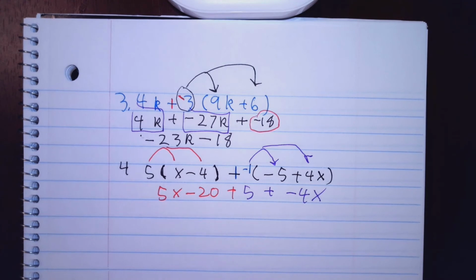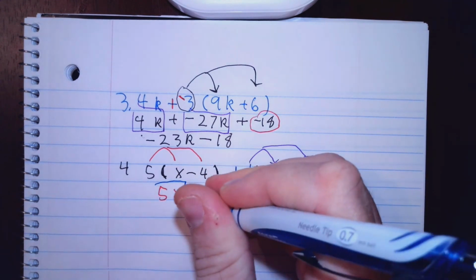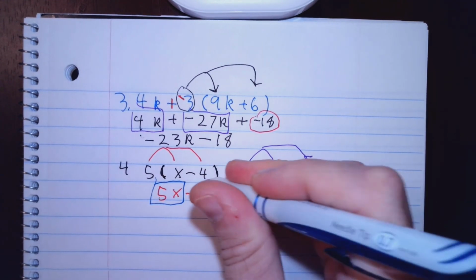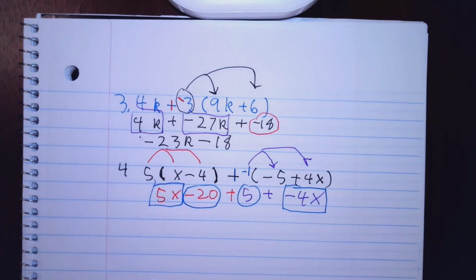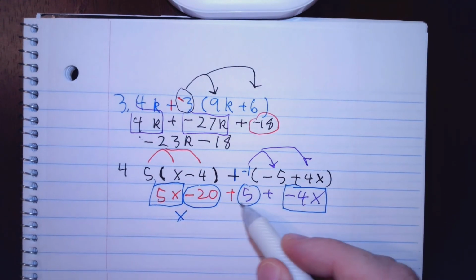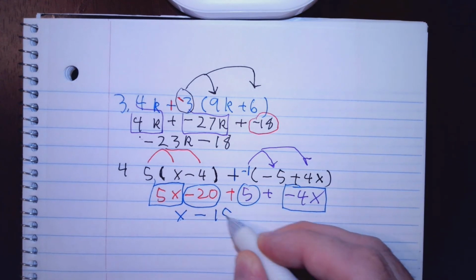Okay, let's go find like terms. Looks to me like we got this 5x. It's going to be a lot like this negative 4x. This negative 20 is going to be a lot like this 5. So let's put them together. 5 and negative 4 is just 1x, or x. And negative 20 plus 5 is going to be minus 15. And we are done.